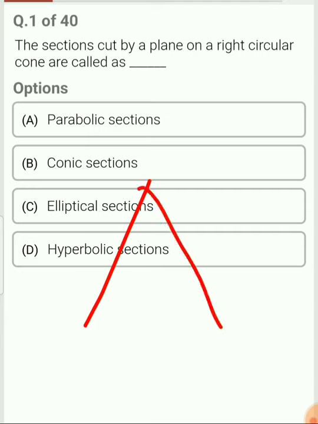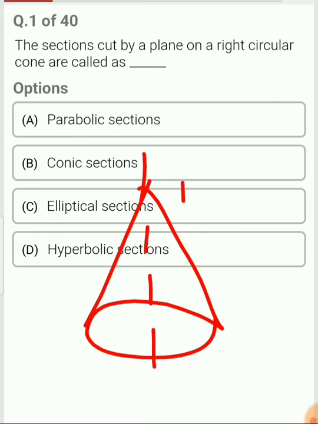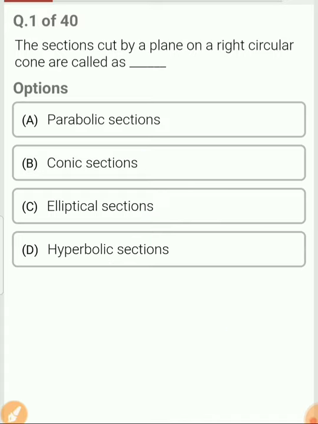And if there is a conic section, let's say that this is the axis of the cone, and if we cut the cone parallel to the axis, then the shape which you will get over this cutting section will be a hyperbola. Understood? So these all are the sections which are cut by the plane on a cone. Fine. So the section cut by a plane on the right circular cone is considered as conic sections.